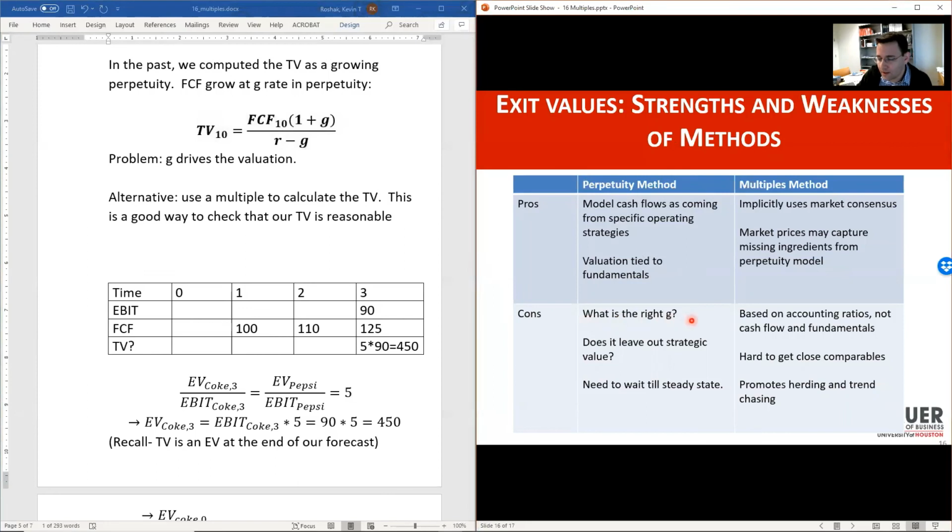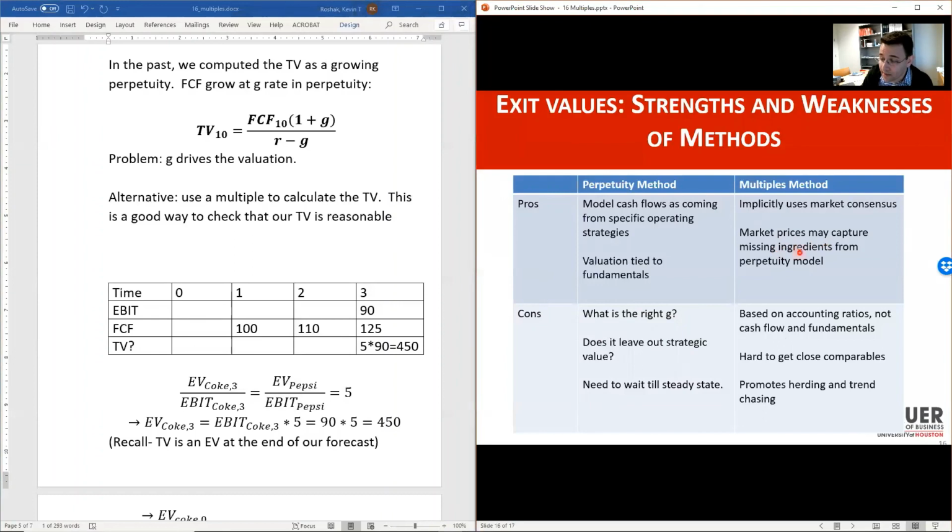The problem is this growth rate is very important, right? Your entire valuation for the company is going to be very sensitive to that G, and it's not clear that you're picking up everything. It's not clear that you know enough to figure out what that G should be. With the multiple method, you're using market consensus again. You're using that information for Pepsi, right? All the investors for Pepsi figure out that the ratio should be 5 for the enterprise value over EBIT. That's useful. You're going to implicitly use all of that wisdom when you use your multiple.